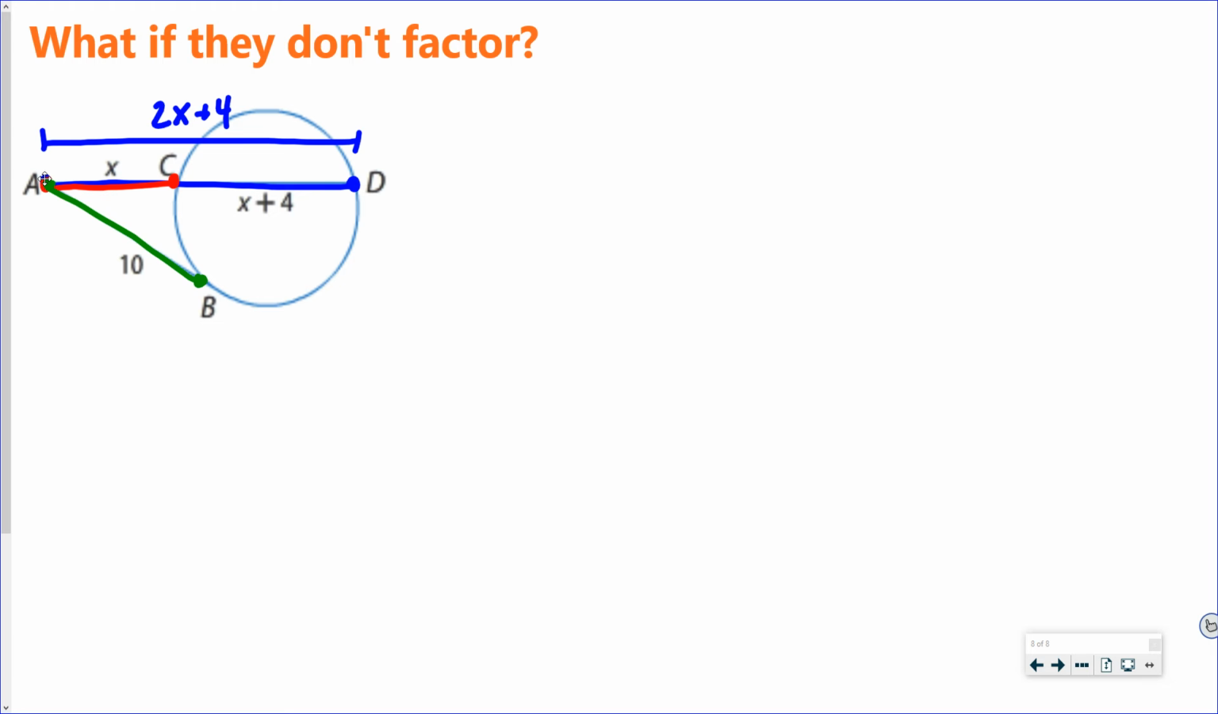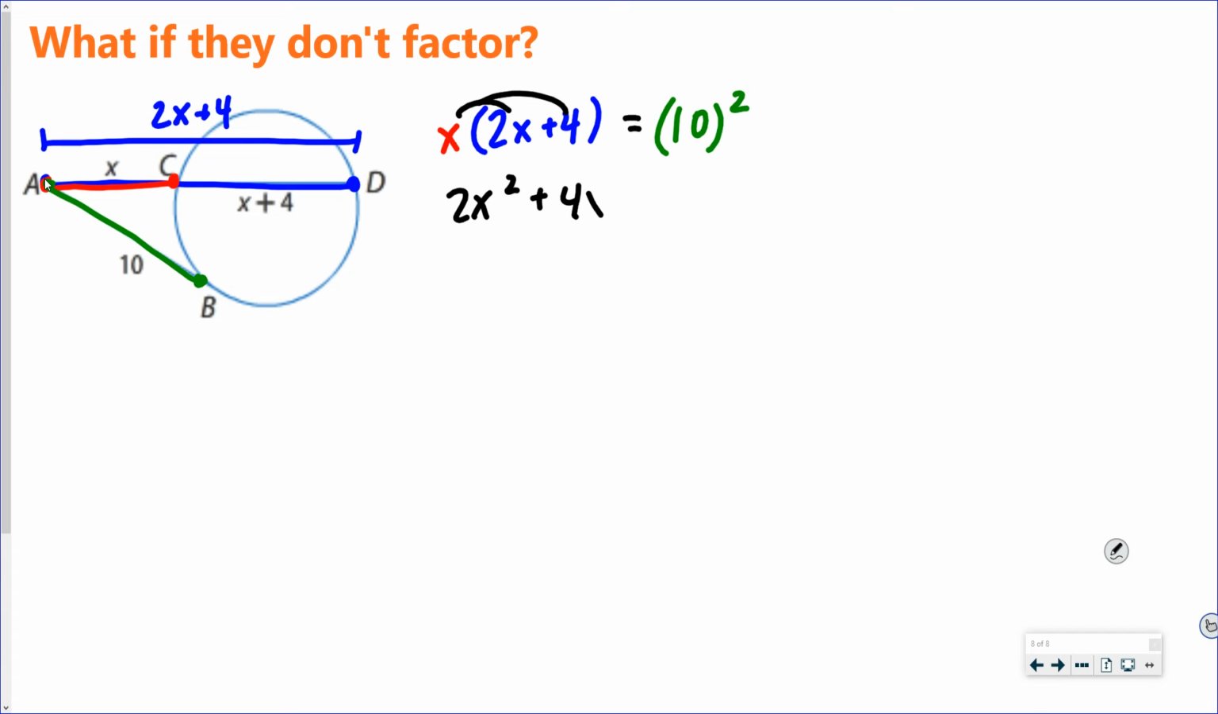All right, so just like the last one, the entire secant piece times the external piece is equal to the entire tangent piece times the external piece, which is just itself, or 10 squared. I like to square it. So we're going to have this set up here where I have this x squared and an x in my equation. I can't solve it by using square roots, and I can't combine like terms, so I set it equal to 0. I always try to factor first, because that's the quickest way to solve these.